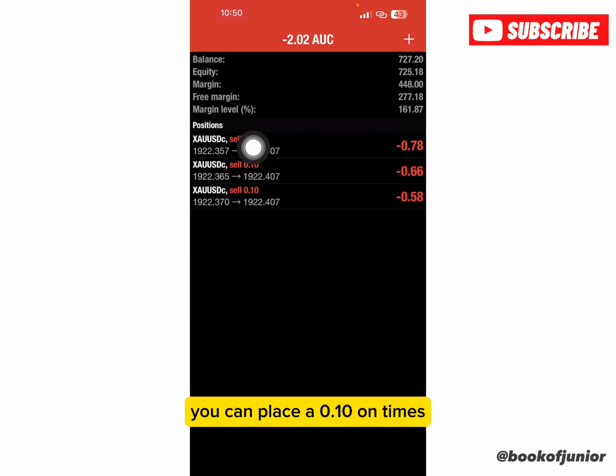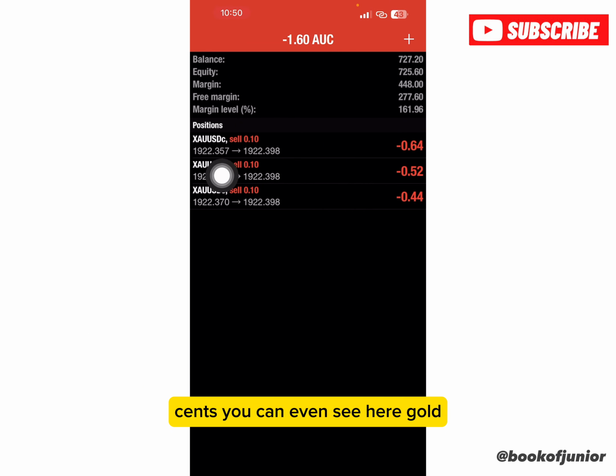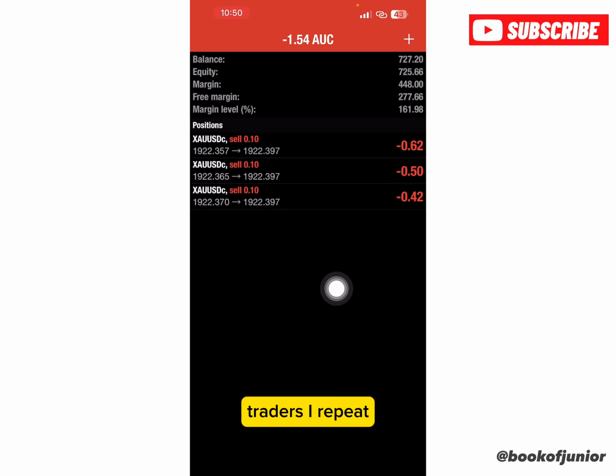You can place a 0.10 lot size. Yes, literally these are just digits. The only difference you see here, AUC, this is cents. You can even see here gold, then there's that small c. It means this is a cent account, traders.